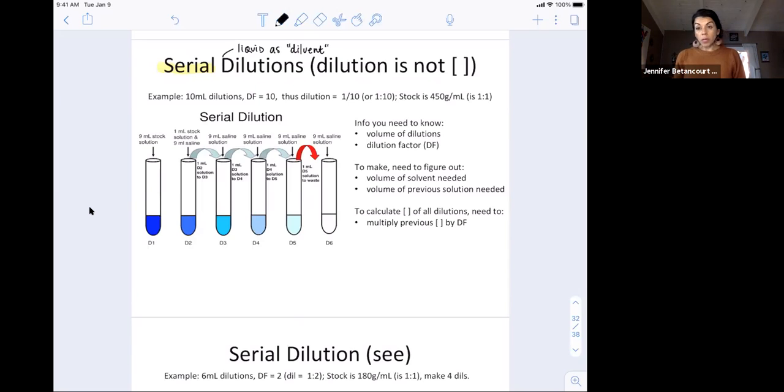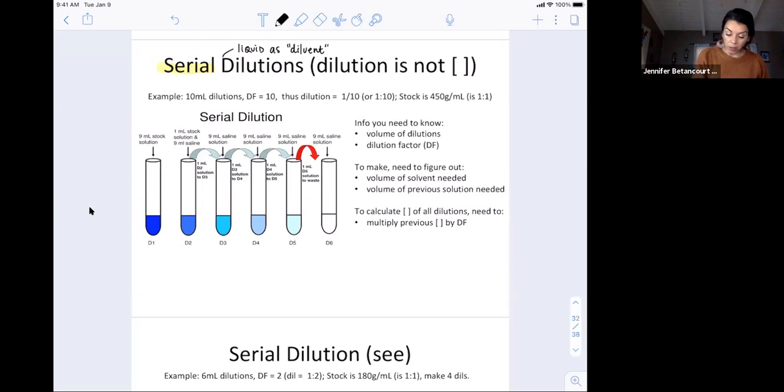Now, you can dilute something by half, right? So you can say, this is 2 times too sweet, so I'm going to add the same amount of volume and cut the concentration in half. That's called a factor of 2. If you dilute it in half, you're dividing the concentration by 2. That dilution factor is 2.